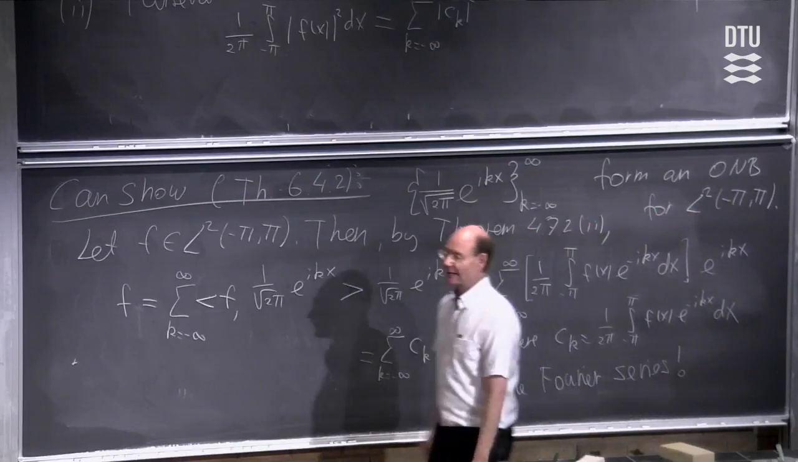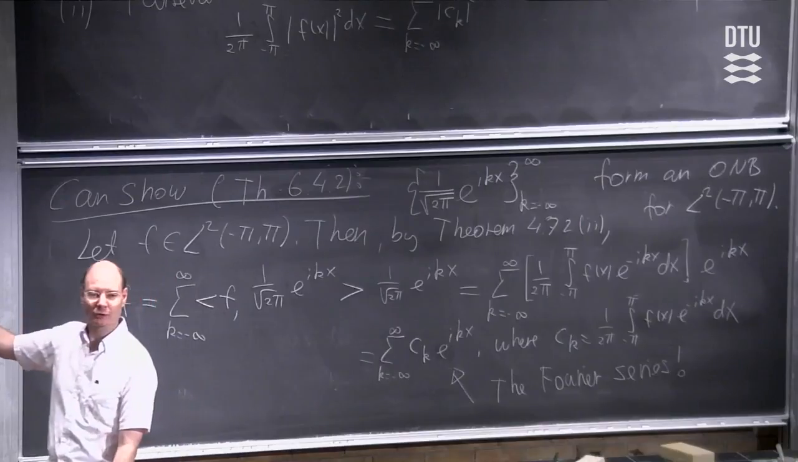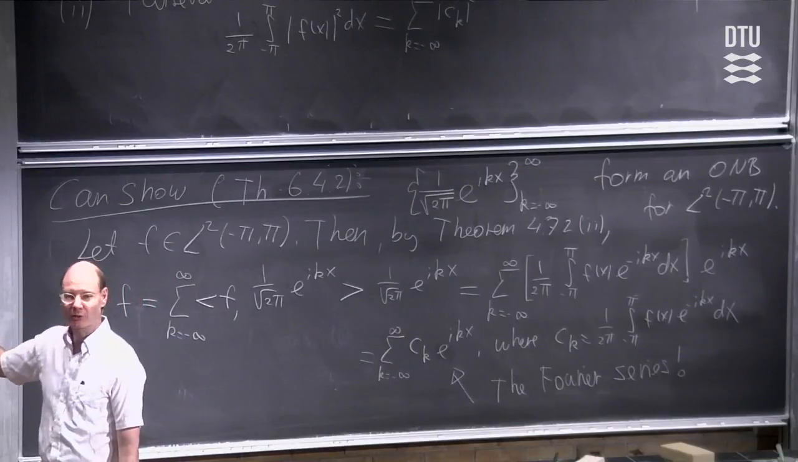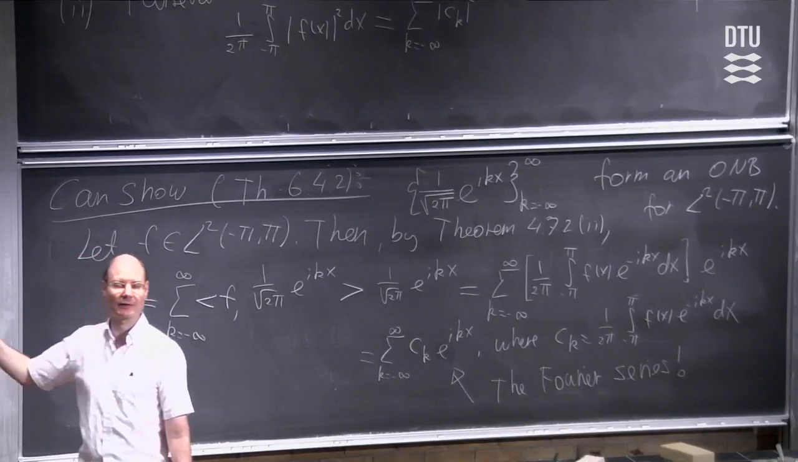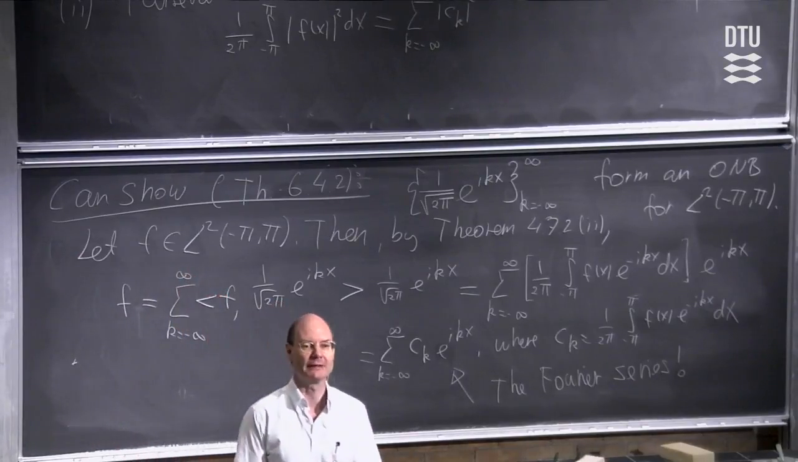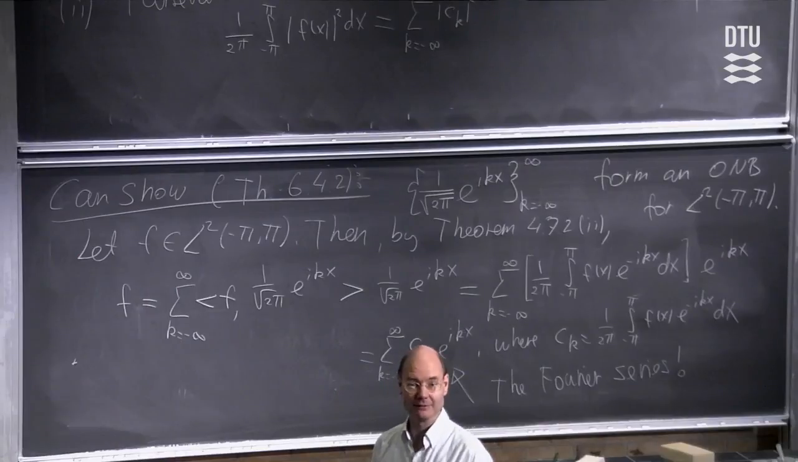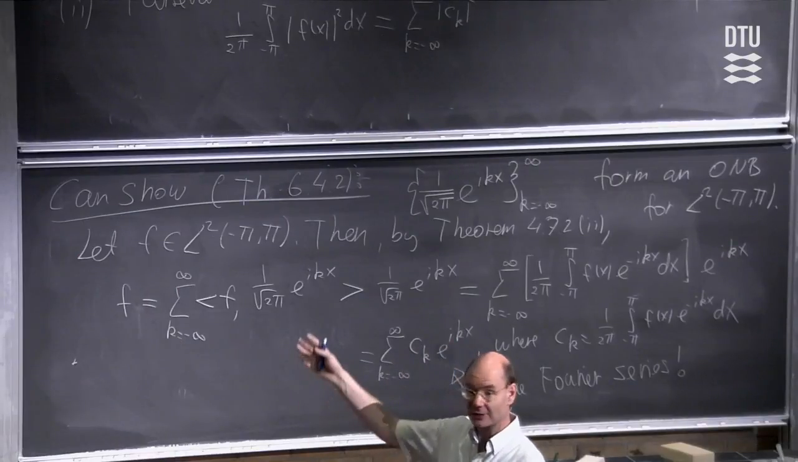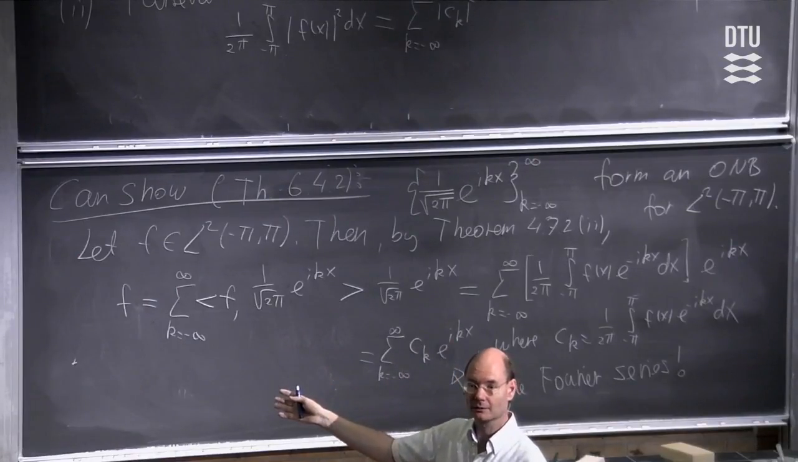So that means that this very abstract theorem about orthonormal bases in Hilbert spaces, what comes out when we apply it to this family of complex exponential functions, this is exactly the Fourier series that we are dealing with in mathematics 2. So that means Fourier series, they are just a special case of what we are doing here.